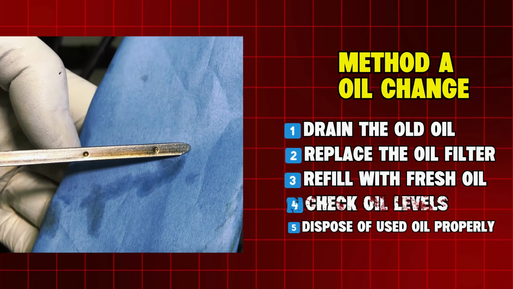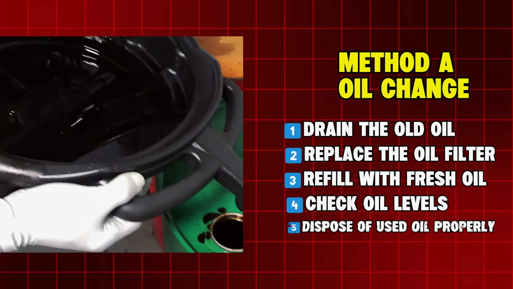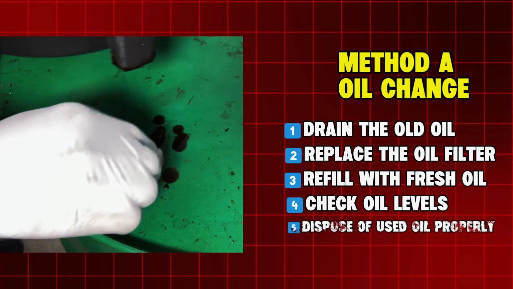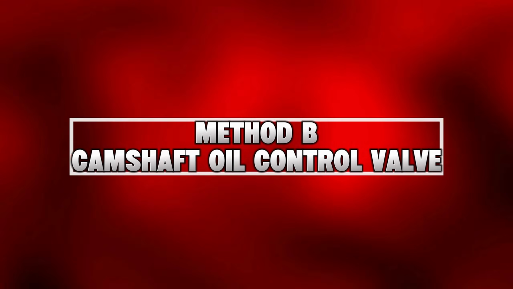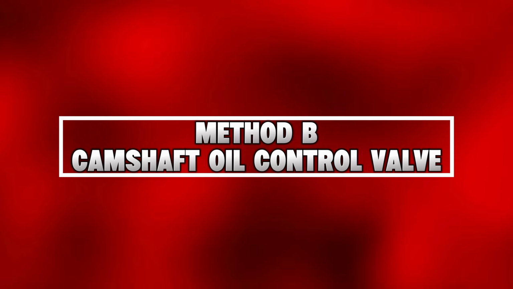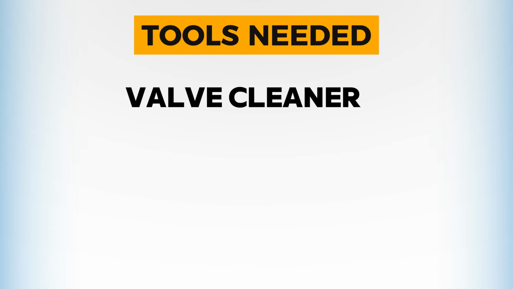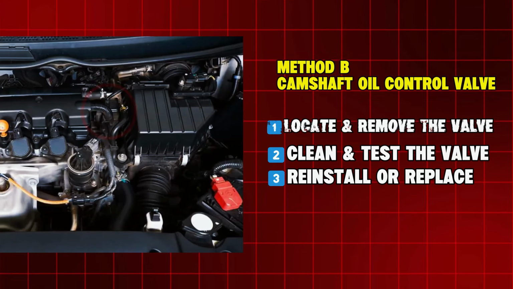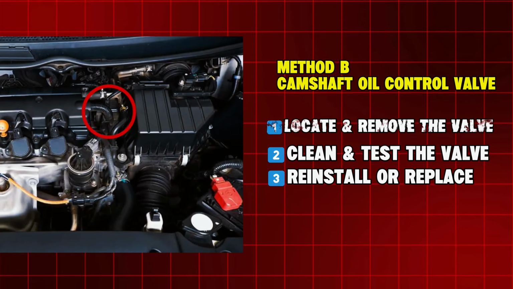Add more if needed. Transfer cooled used oil into a sealed container. Recycle it at an auto shop or recycling center. Method B: camshaft oil control valve. Tools needed: valve cleaner, multimeter, replacement valve if needed. Found in engines with variable valve timing (VVT).